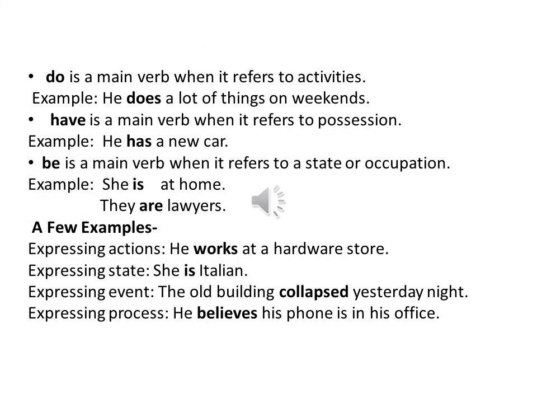Similarly, the other two primary auxiliaries, that is do and have, can also be used both as a main verb and as auxiliary verbs. I'll explain this with the help of examples. Number one, he does a lot of things on weekends. In this, does is used as a main verb and it is referring to an activity. I'll give you another example in which does is used as an auxiliary verb.